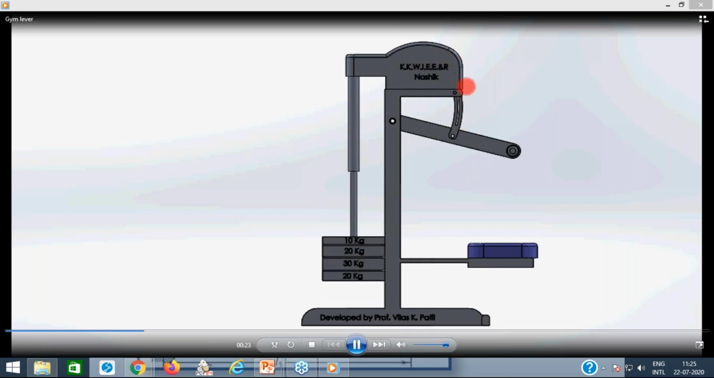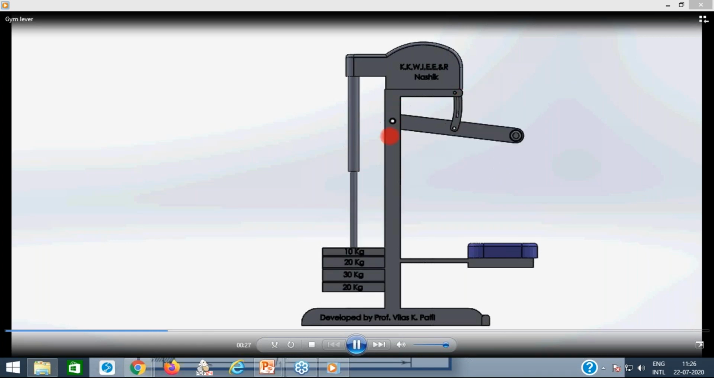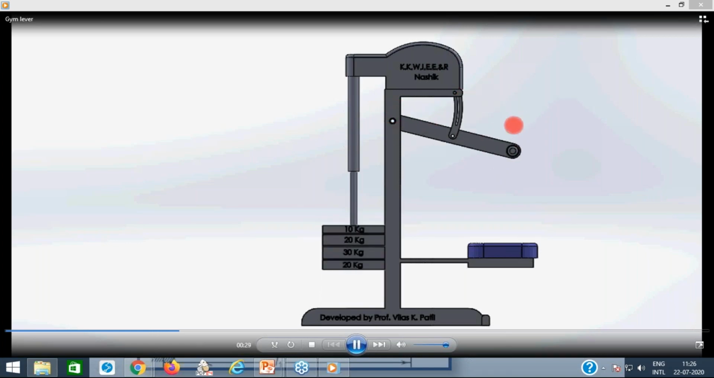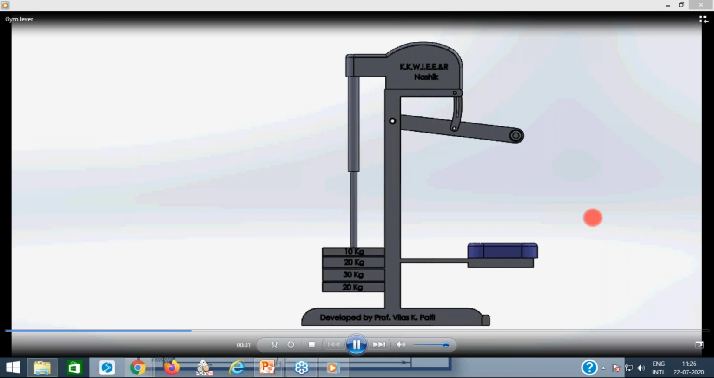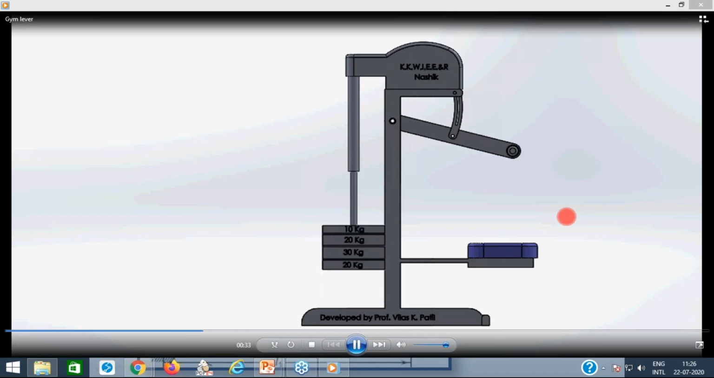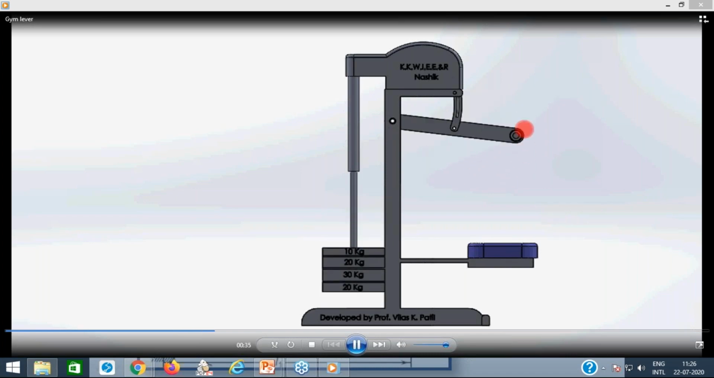But this is the output. Where will you get the output? At the middle. Look at this link. And this is the fulcrum or a pin. That's why it's a second type of lever, or second class of lever. Try to understand. You can observe it.